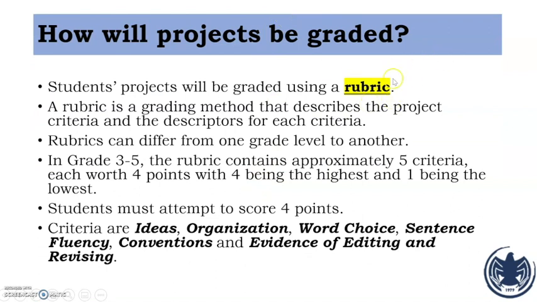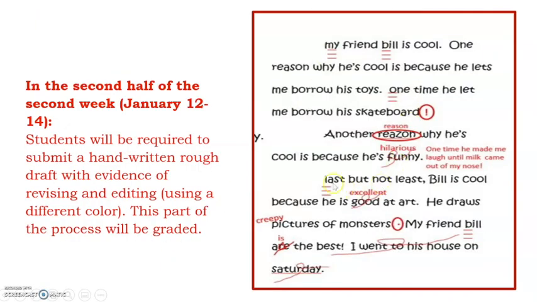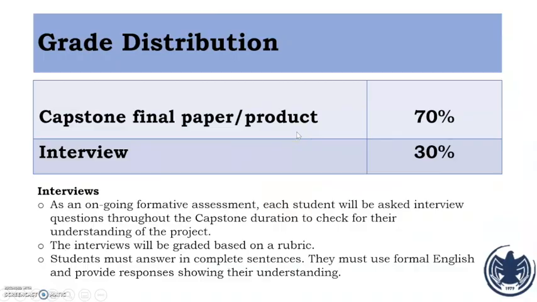Now, the projects, like we said, will be graded using a rubric. A rubric is a grading method or system that describes the project criteria and descriptors for each criteria. The rubrics for grades 3 to 5 are made up of approximately 5 or 6 criteria, each worth 4 points, 4 being the highest and 1 being the lowest. Students must attempt to score a 4 at all times. They will be graded based on their ideas, organization, word choice, sentence fluency, conventions, and evidence of editing and revising, which was highlighted here. So this is 5 points of their rubric.